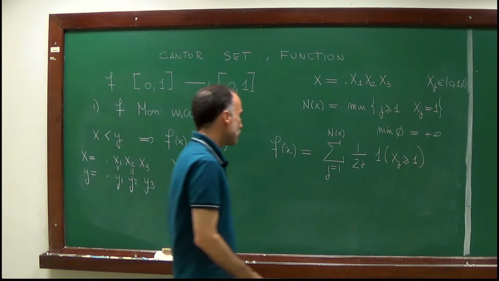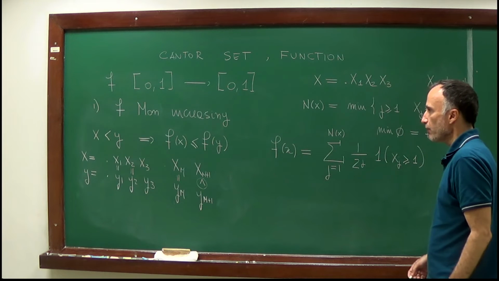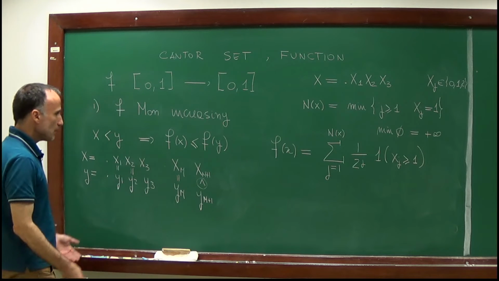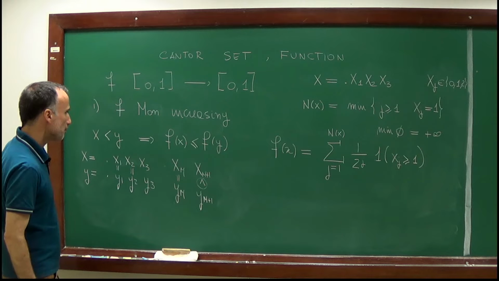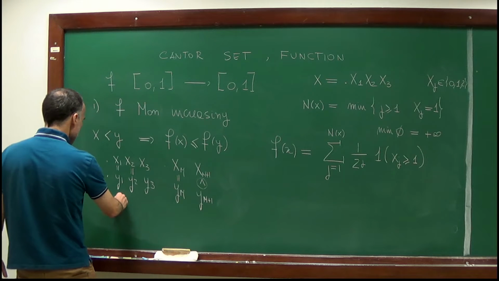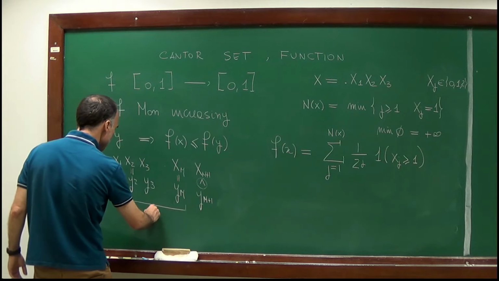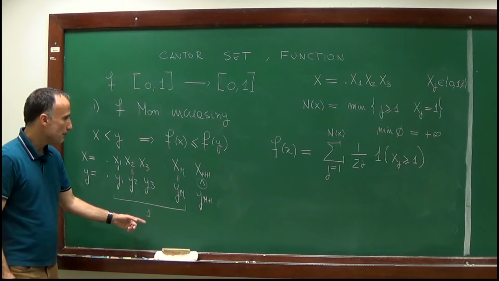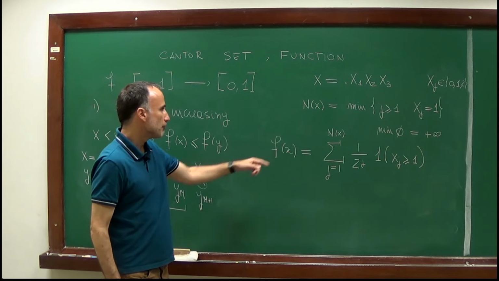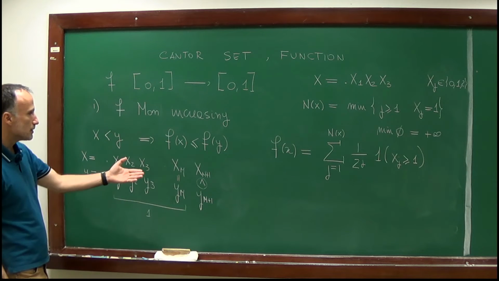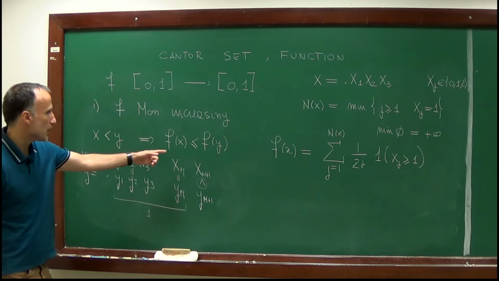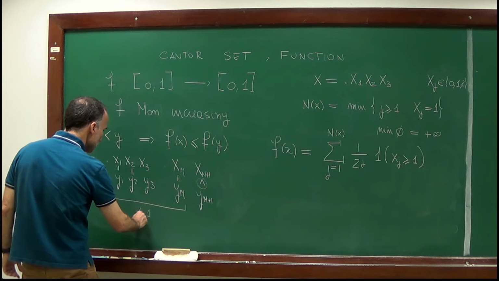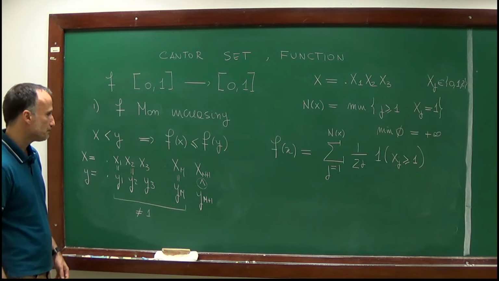Now let's compute f of x and f of y. Again, we have several cases. If one of these digits is equal to 1, then by the formula f of x is equal to f of y, and there is nothing to prove. We have an identity here. So I can assume that all these digits are different from 1. They are either 0 or 2.